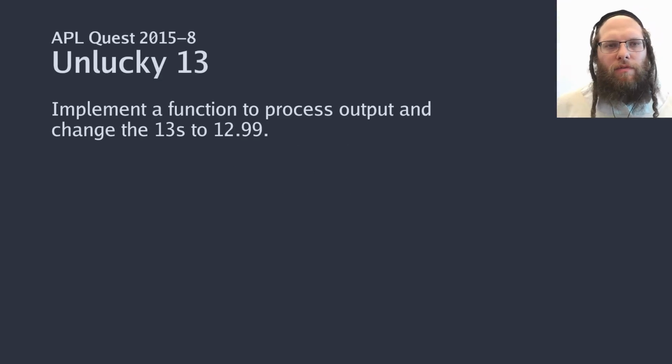Today's problem, the 8th from the 2015 round of the APL Problem Solving Competition, asks us to replace instances of the number 13 with the number 12.99, but only numbers, not where it's written in text. However, while the test cases given in the automated testing system on problems.tryapl.org are only fully numeric flat arrays, by extending the domain, we can get quite some depth to this problem. Without further ado, let's get started.